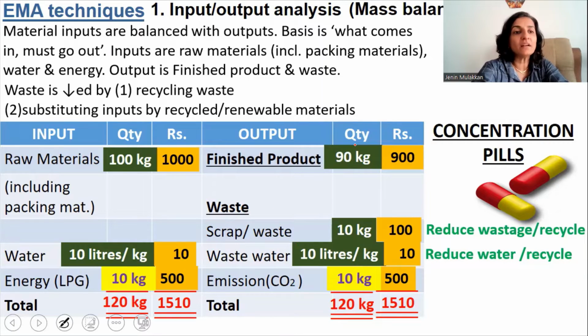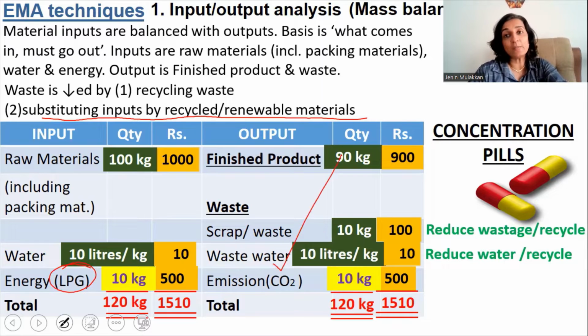And what is the second method? By substituting the inputs with recycled or renewable materials. Now, in this case, LPG, which is causing the carbon dioxide emission, is a non-renewable resource. Always remember that the carbon dioxide emission from non-renewable sources of energy like LPG and coal is really high compared to the renewable sources of energy.